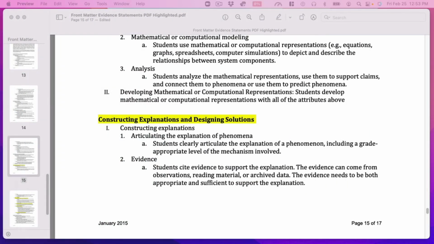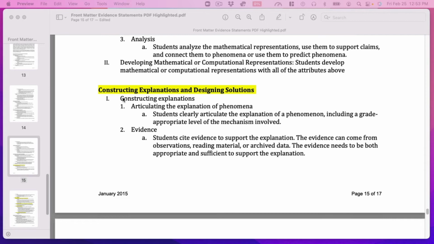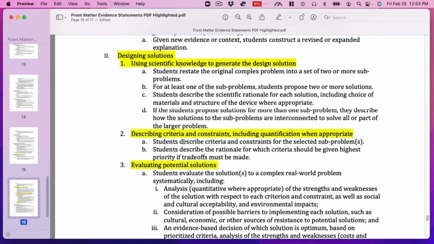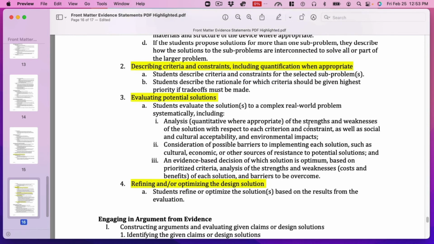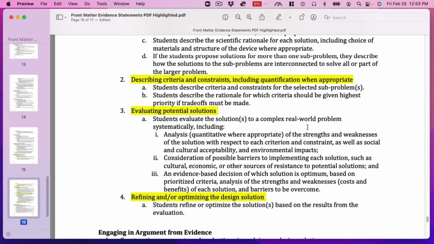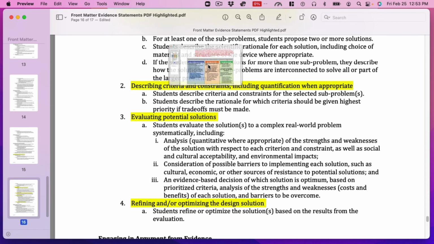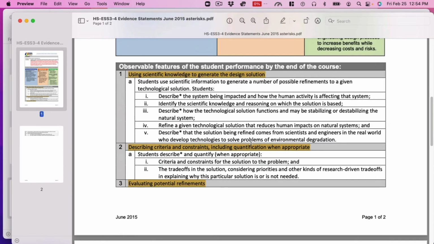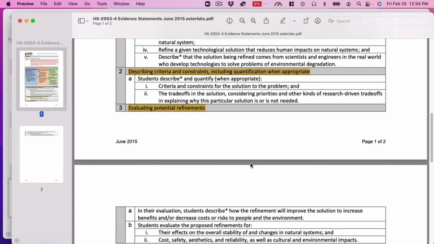If I now go over and look at this, here's the constructing explanations part, and then here's the designing solutions part. So I know that students are going to be asked to use scientific knowledge to generate the design solution. They're going to describe criteria and constraints, and they're going to evaluate potential solutions, and then refine or optimize a design solution or something thereabouts. Okay, I'm going to bring over my evidence statement. I can see right here, the frame is exactly that. Using scientific knowledge to generate design solutions, describing criteria, evaluating potential refinements.